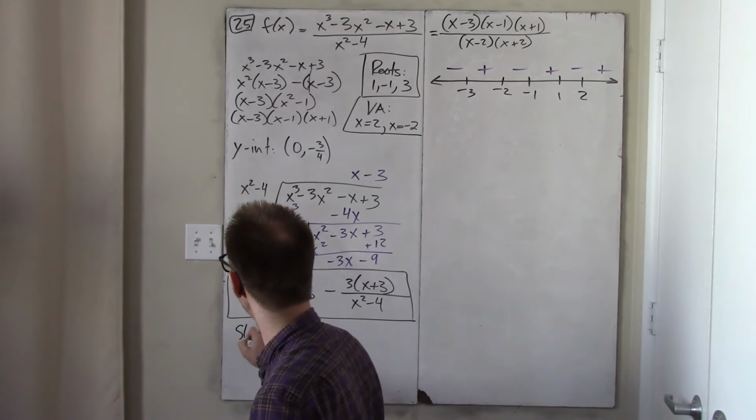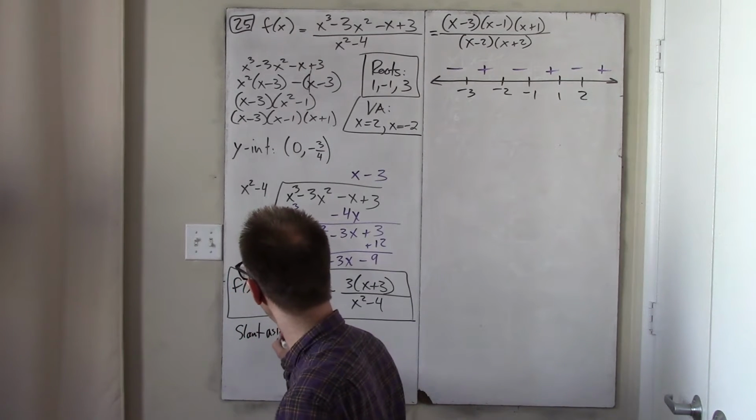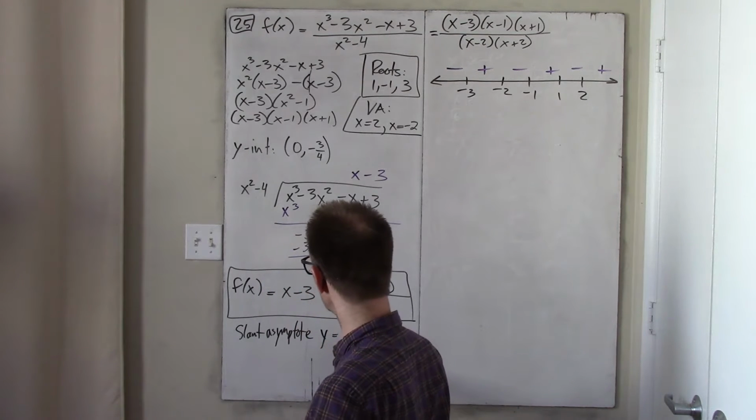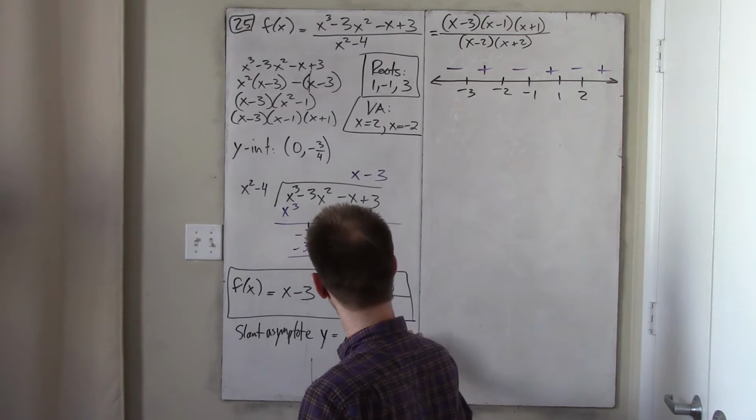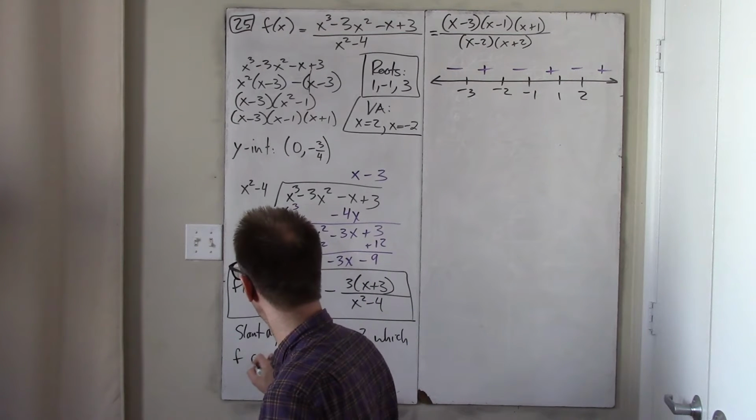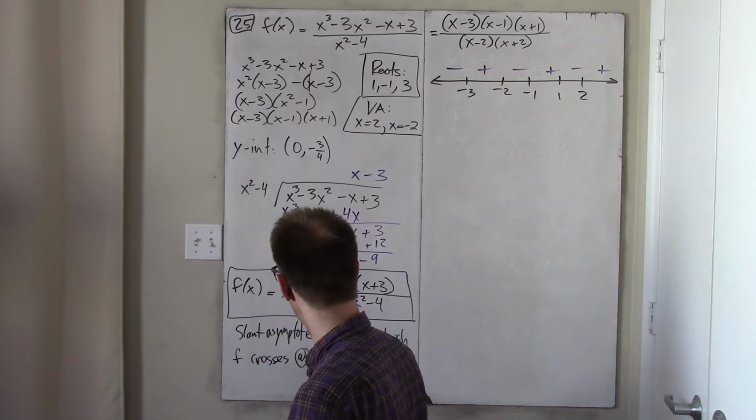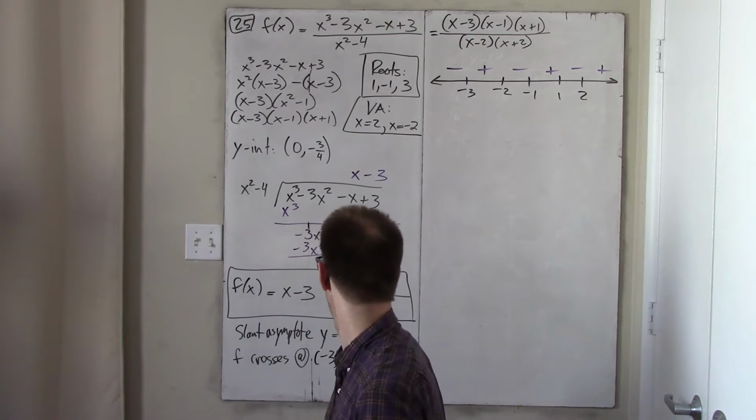Okay, so what do we have? We have a slant asymptote, y equals x minus 3, which f crosses at the point x equals negative 3.